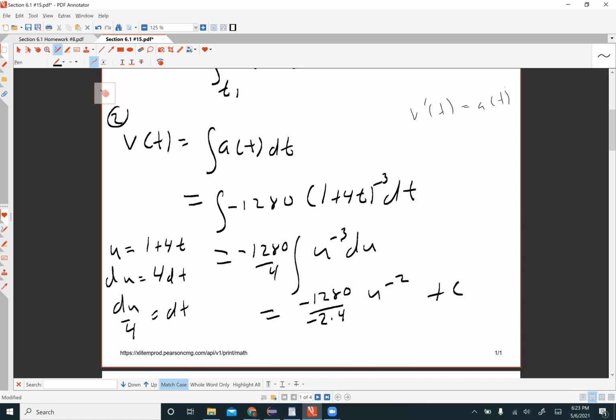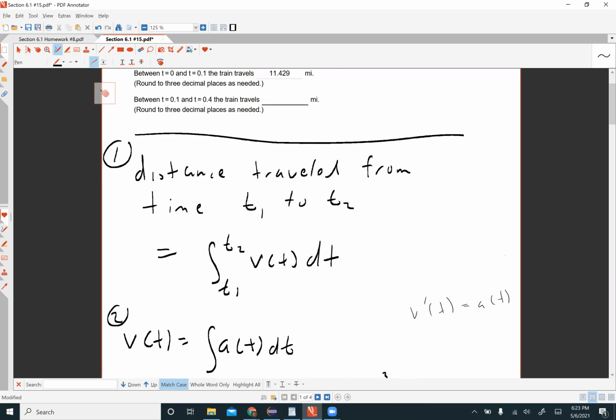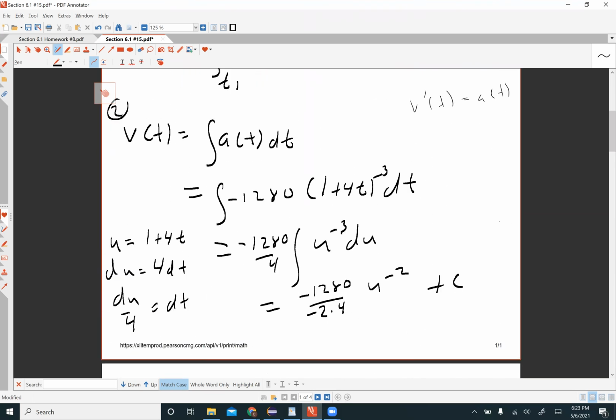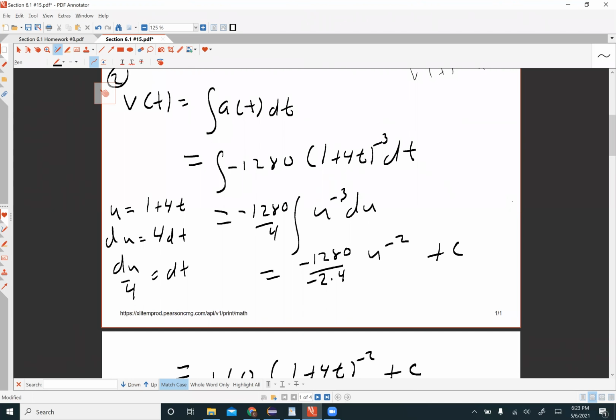By now this shouldn't be too bad, I hope. So we have this indefinite integral of minus 1280, given right here in the problem. It's decelerating, so that's the negative part. We're decelerating, so the velocity is going down. So it's negative 1280 over 1 plus 4t to the third power, and we're going to find the antiderivative.